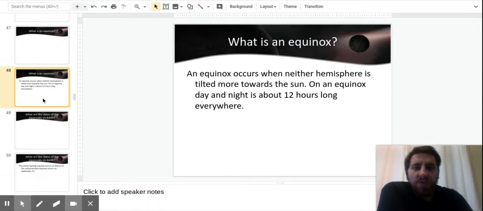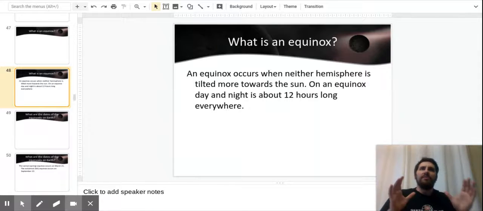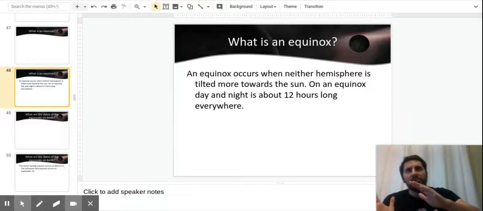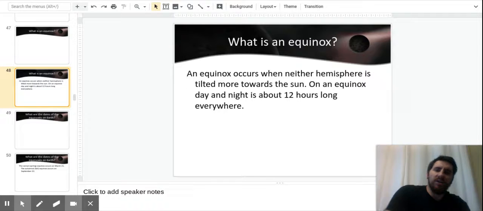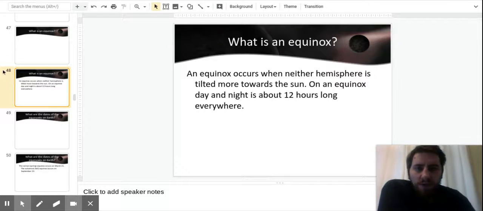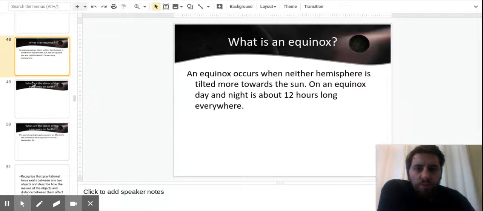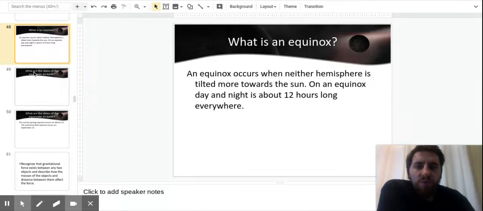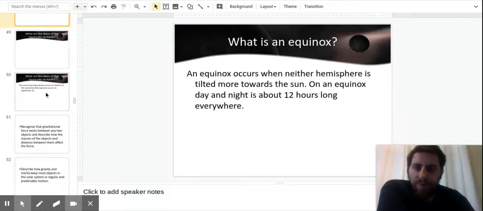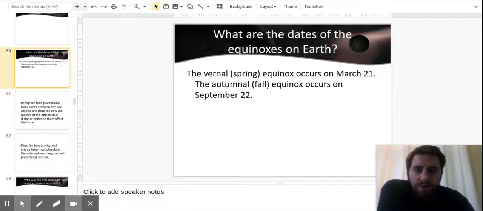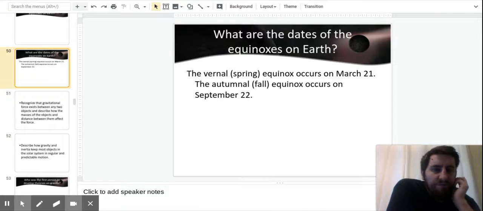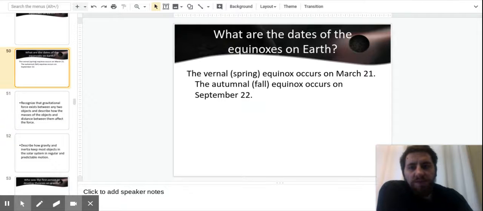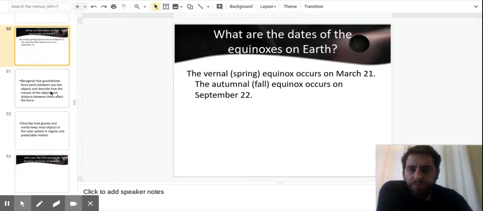What is an equinox? An equinox occurs when neither hemisphere is tilted towards the sun. So you have the solstice where it's tilted the most towards the sun or most away from the sun, and then the equinox is kind of right in the middle. Neither hemisphere is tilted more towards the sun. On an equinox, day and night are about 12 hours long everywhere. What are the dates of the equinoxes? March 21st, so we just had our spring equinox, and September 22nd is our autumnal, or fall, equinox.